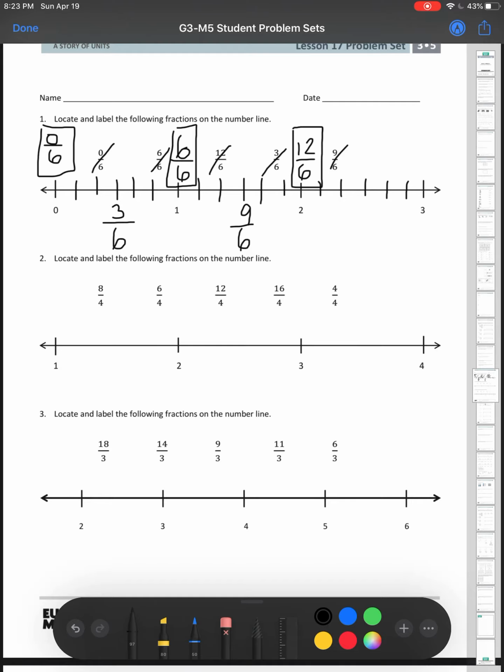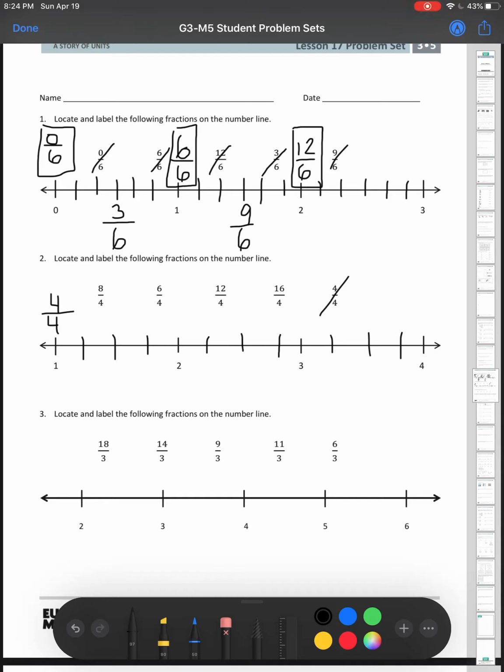So then on number 2, it also says to locate and label the following fractions on the number line. This time we're starting with 1 at the far left of our number line and ending with 4. We also see that our denominators are 4, and so therefore we have to break up each whole into fourths. And knowing from number 1 that when our numerator and denominator are the same, they create 1 whole, we know that 1 at the very beginning of our number line is 4 fourths. So that'll be our starting point.